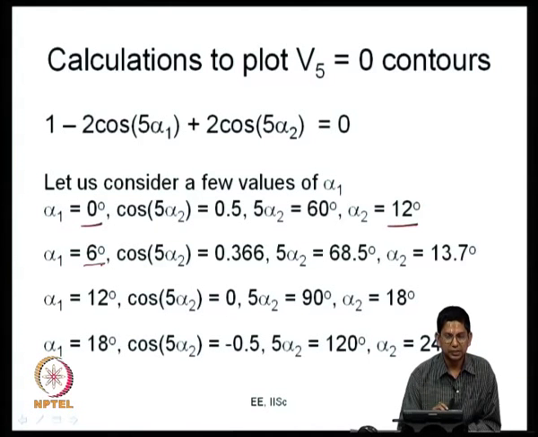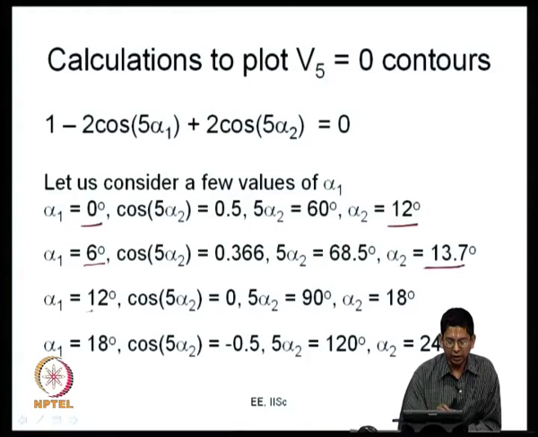What is this? 6 degrees. I can choose 1 degree, I can choose 2 degrees, whatever. I am trying to keep it a little higher. 6 degrees, why 6 degrees? You see I have 5 alpha 1. So, 5 alpha 1 meaning 5 into 6 is 30 degrees. It is a little easier for us to handle such numbers. So, I choose 6 degrees now, and I am getting the corresponding alpha 2 as 13.7 degrees. There is some small increase there.